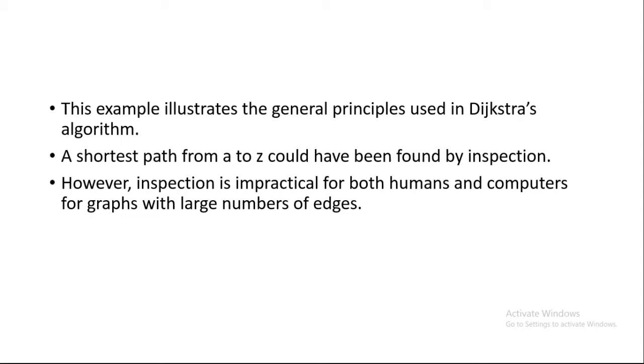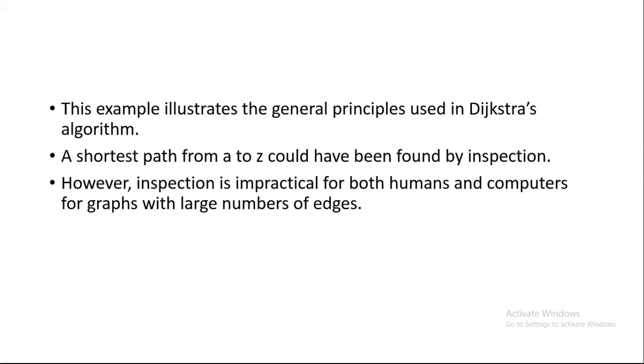By looking at that graph, we can say that the shortest path between A and Z is 6. So why do we require the Dijkstra algorithm? Why is it necessary to use the Dijkstra algorithm to find the shortest path? Because inspection is impractical. Inspection is impractical for both humans and computers for graphs with a large number of edges.